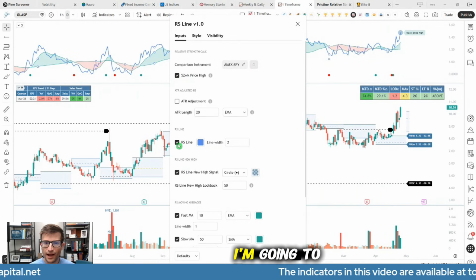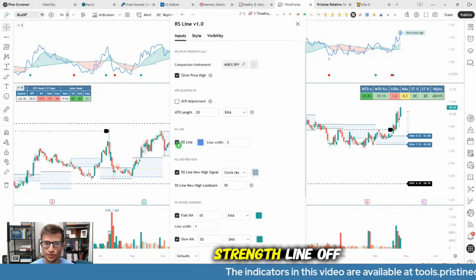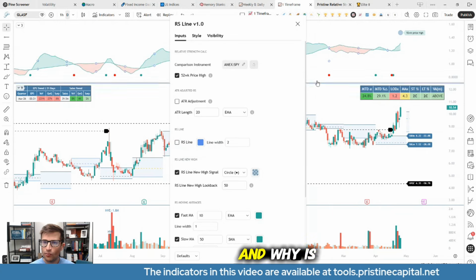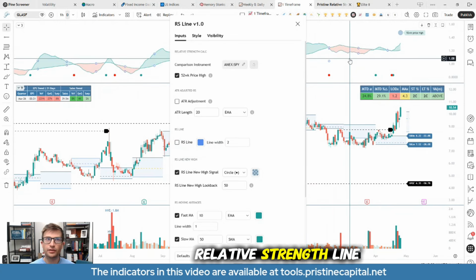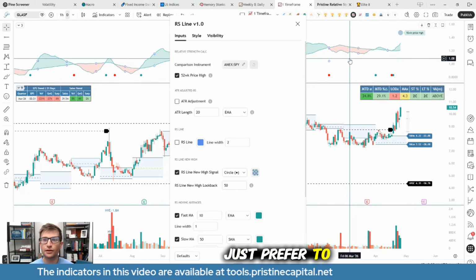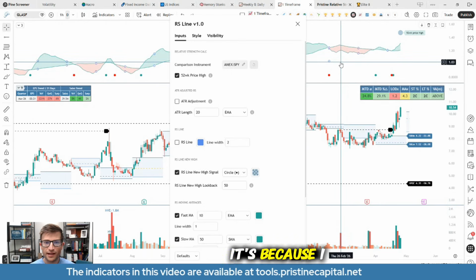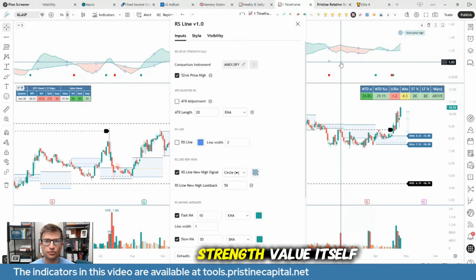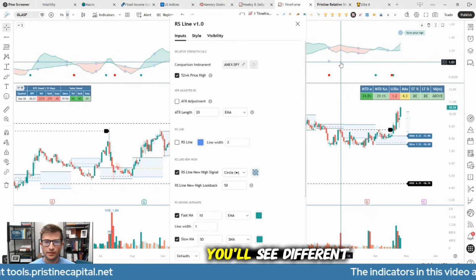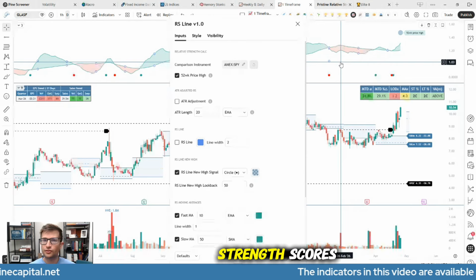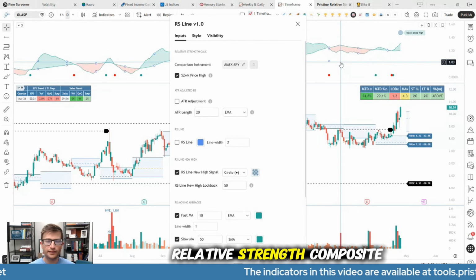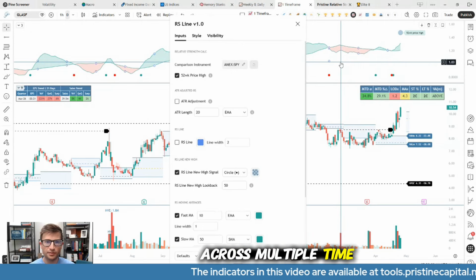Now, first of all, I'm going to toggle the relative strength line off. And why is it that I prefer to have my relative strength line off and really just prefer to use the relative strength line moving average clouds? It's because I don't actually care about the relative strength value itself. You'll see different platforms, they'll have relative strength scores, relative strength composite scores across multiple time frames.